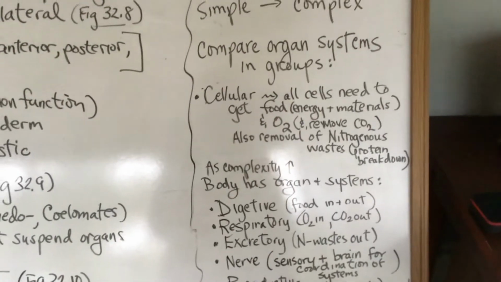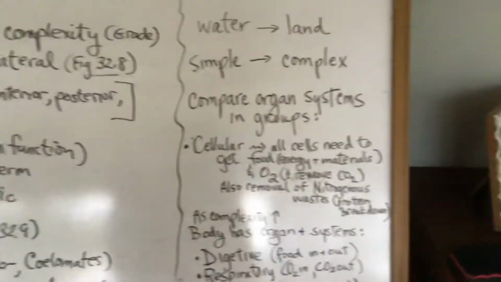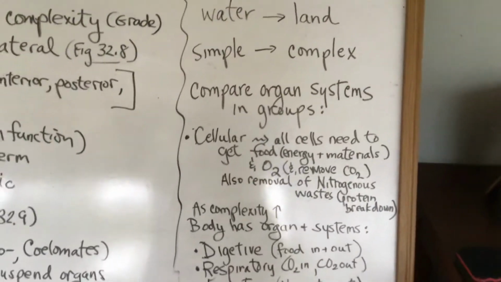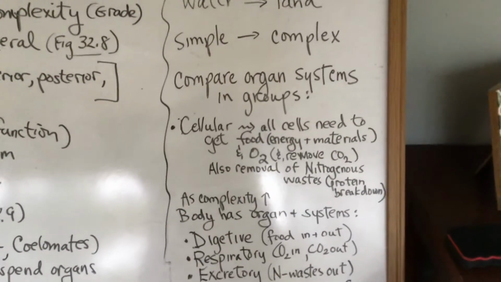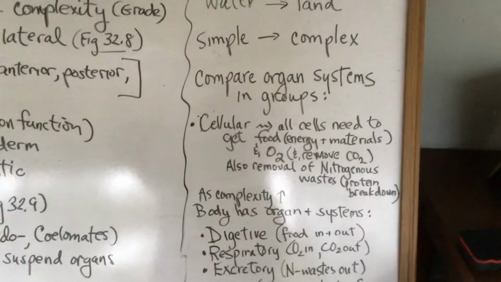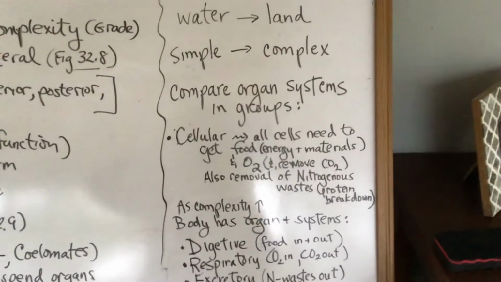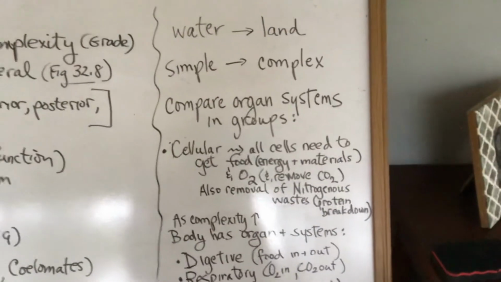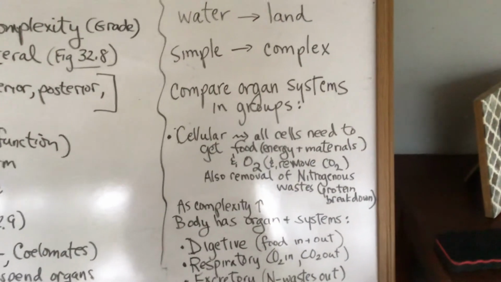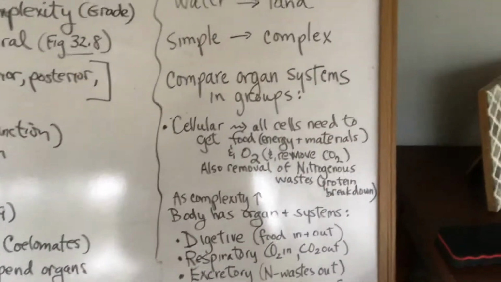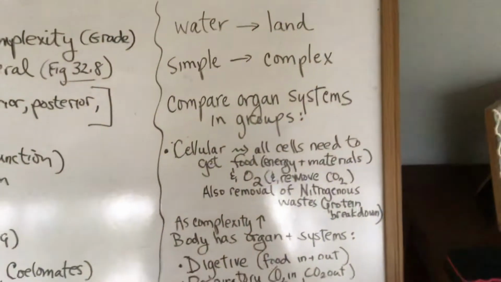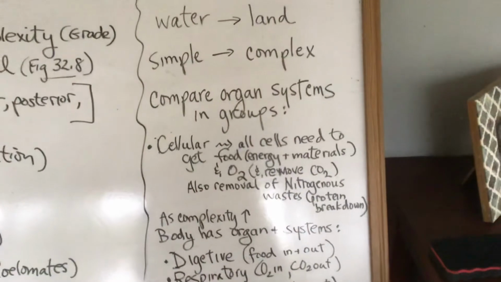So as we go through these groups, we're going to talk more about the organ systems and so forth later, mainly invertebrates and human systems. But as we go through the groups, we're going to compare. At first, everything is just done on the cellular level. In other words, when things are super simple, they're just a couple of cell layers thick.